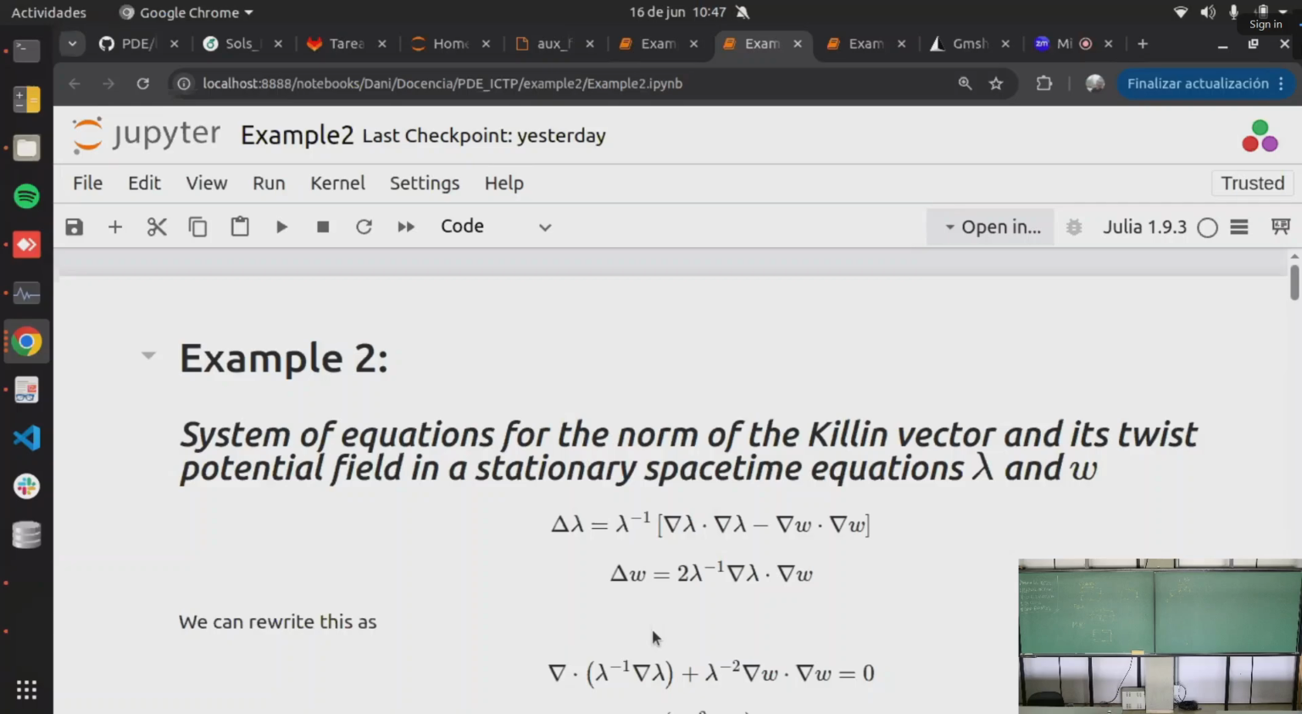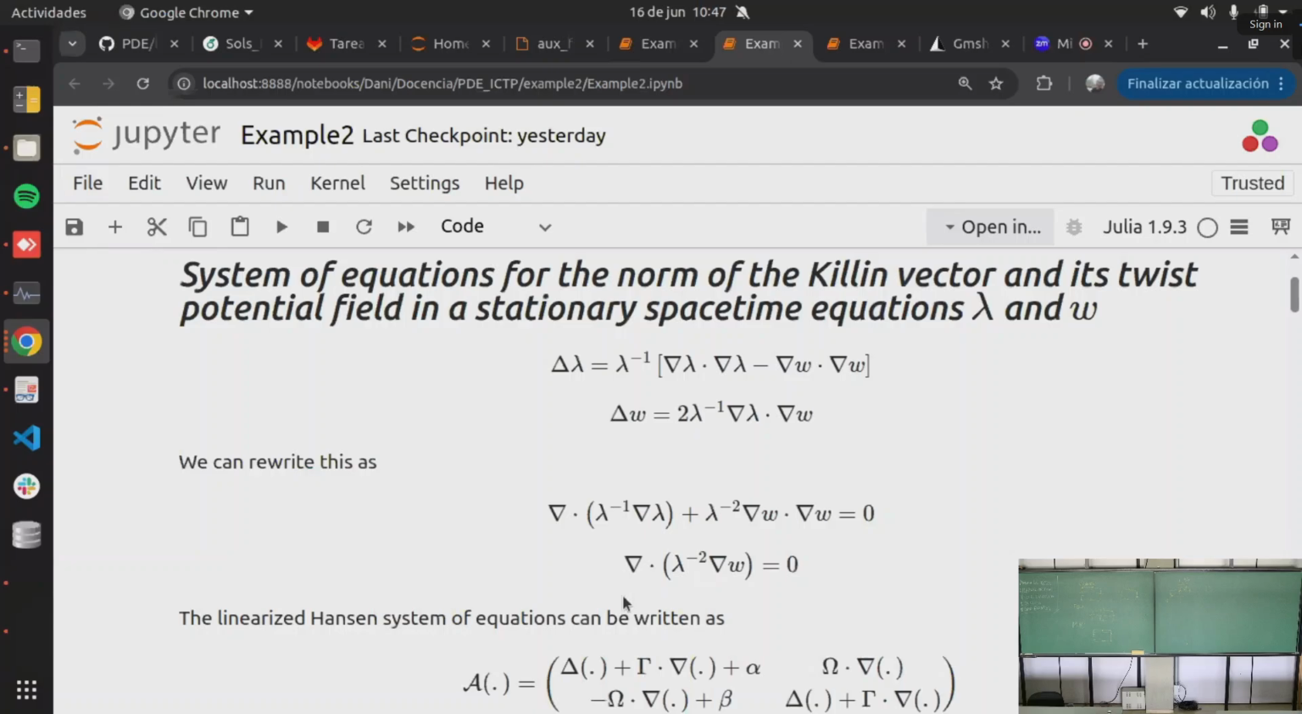In this case, we will again use the Newton-Raphson method to solve it. Note that again we have a nonlinear system of equations, and in this case, the unknown function is R coupled. So we can rewrite this system in this way.